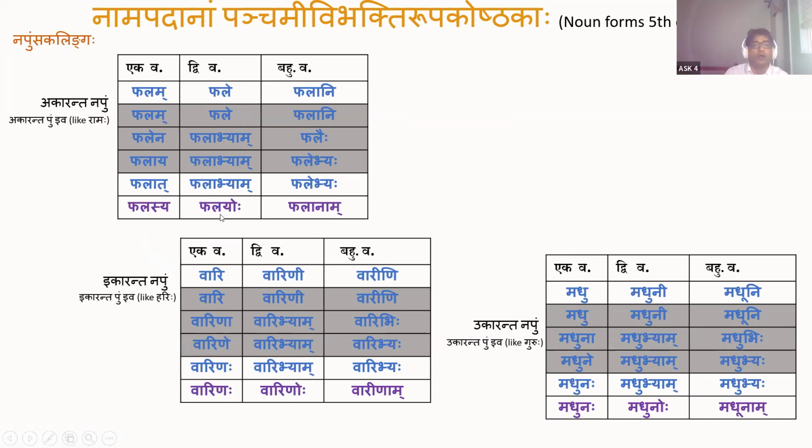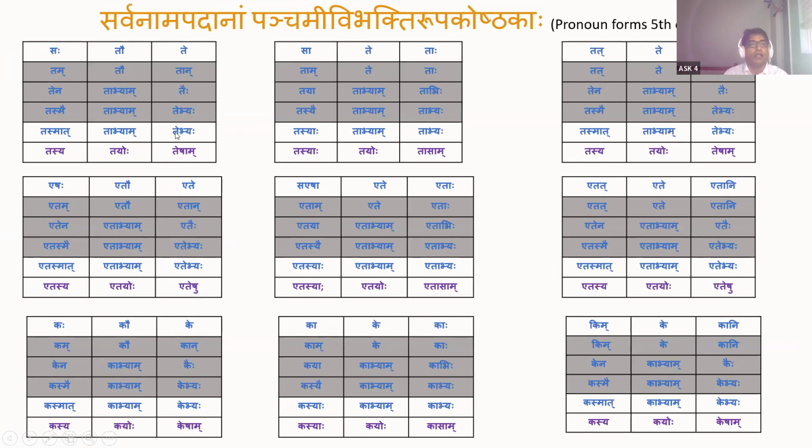Phalasya, Phalayoho, Bhalanam. See, Akara in the Pullingam, it's different. It's like Rama, Ramat, Ramasya. So Bhalaha, Bhalam, Bhalat, Phalasya. Phalayoho, Bhalanam. Varinaha, Varinoho, Varinam. Madhunaha, Madhunoho, Madhunam. Then we come to Sarvanamam. Sarvanamam is something a new thing.